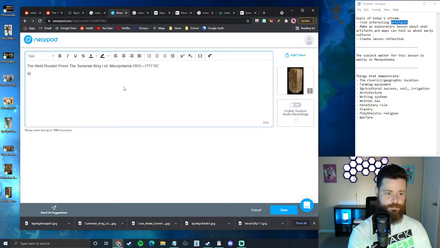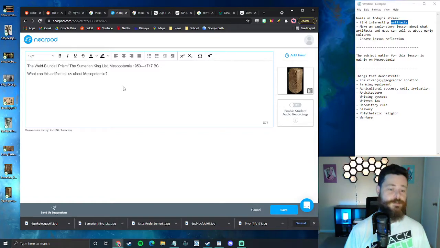What can this artifact tell us about? Do I want to just say Mesopotamia? Yeah, sure. Mesopotamia. And so some potential answers that I would probably get from students are things like, well, they kept records, or they had a writing system, or they had a way to write on stone, which some of them might be a little bit surprised by, especially if they've written on paper all their lives.